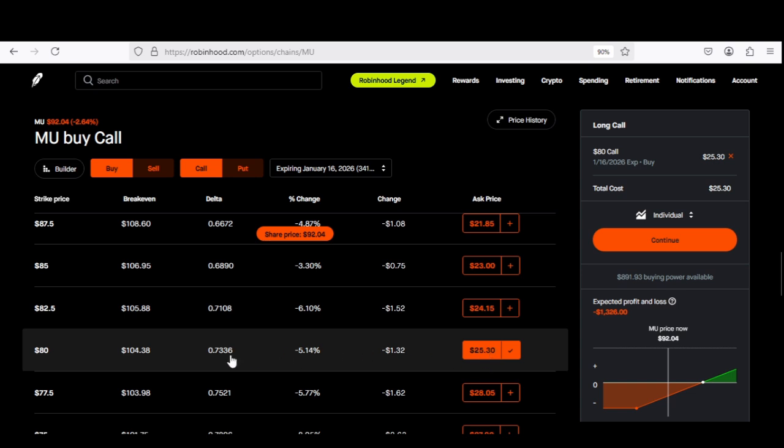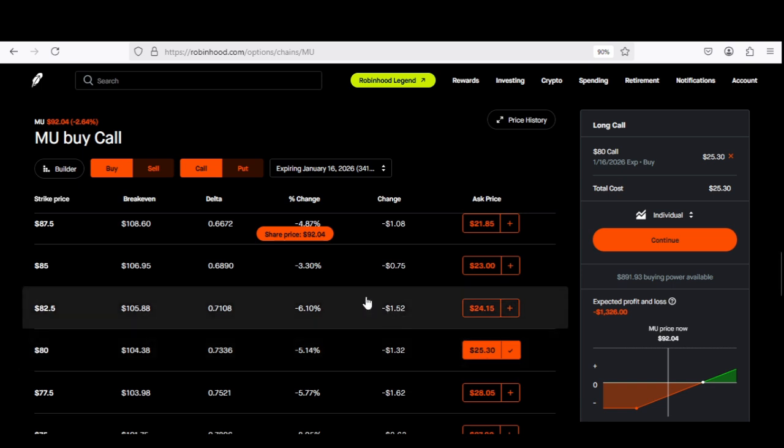$25.30 plus 73 cents. So let's round it up just to be easy. So now your contract worth is going to be $26 per share. So right off the bat, you're going to make $73 on your option. You bought it at $25.30, and now the cost is now $26 per share. Now that is the share price appreciation in its simplistic form.